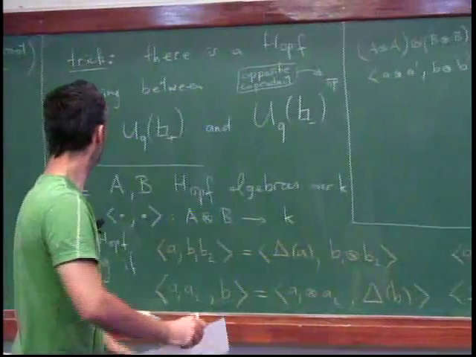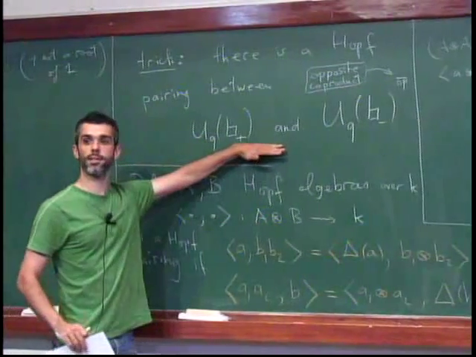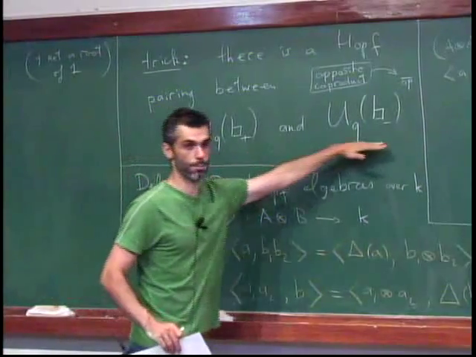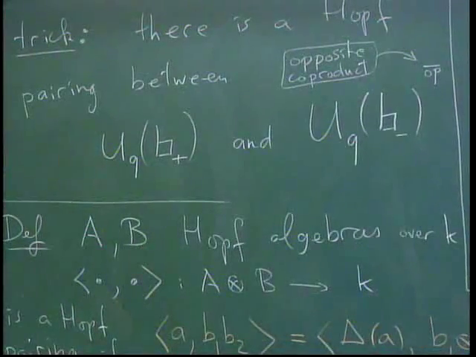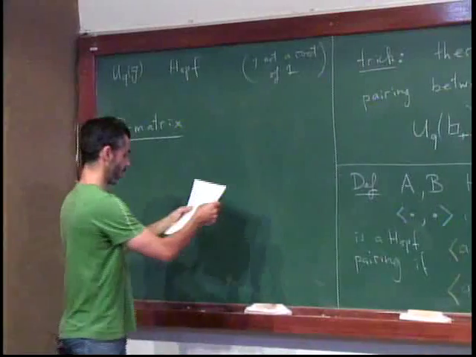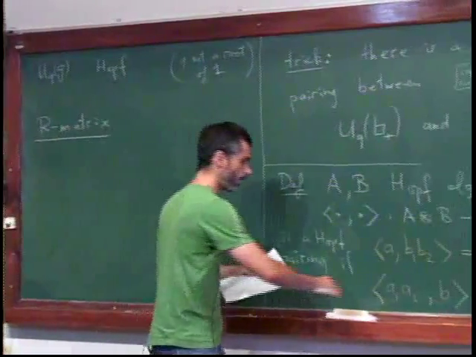So let's believe for a moment that there exists a Hopf pairing between those two algebras. Then I can write down an R matrix. It goes as follows.